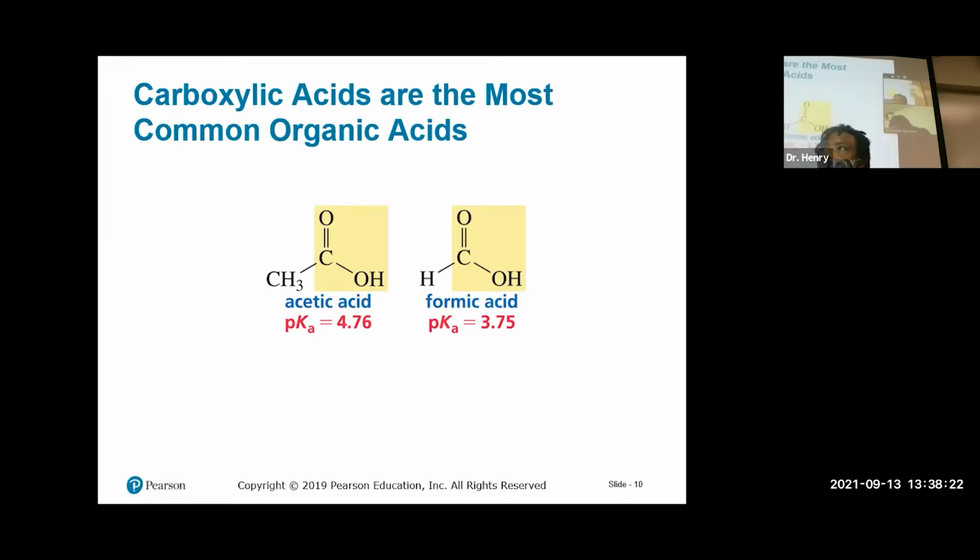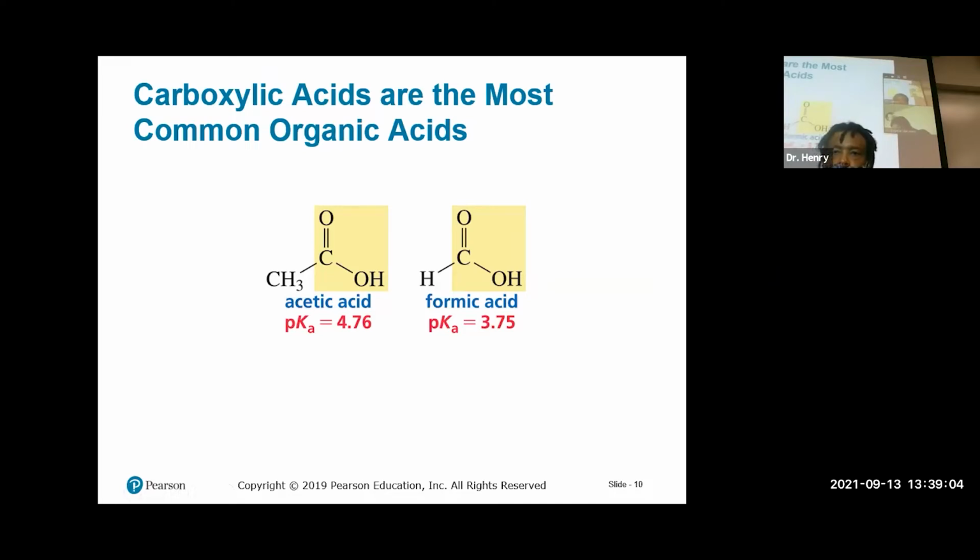Okay. Carboxylic acids are going to be the most common organic acids, and they have a pKa of about 4.76, though it varies. Acetic acid has a pKa of 4.76. Formic acid is about 3.75. So is this a strong acid, weak acid, moderate acid? It is a weak acid, right? Because we already defined it. It's a carbon acid, a weak acid.